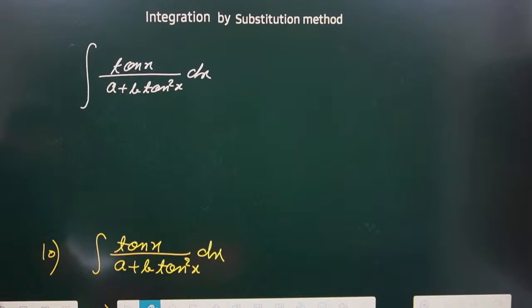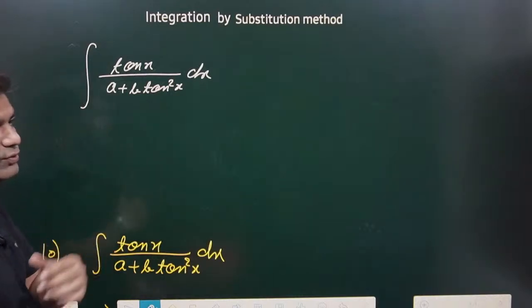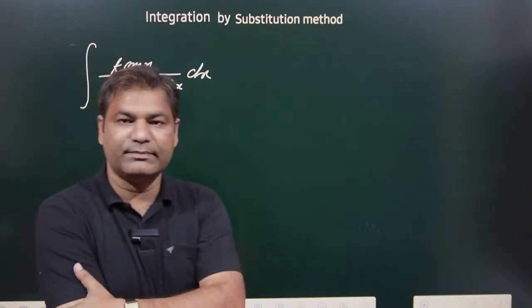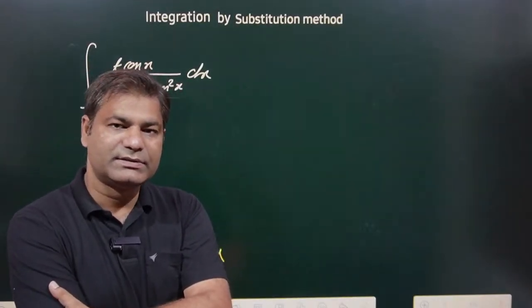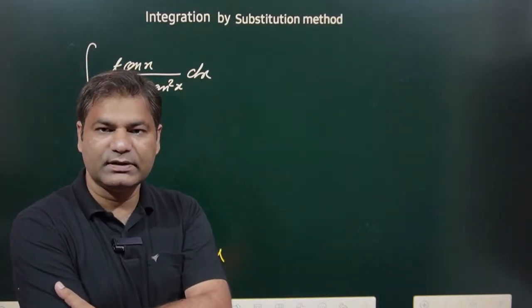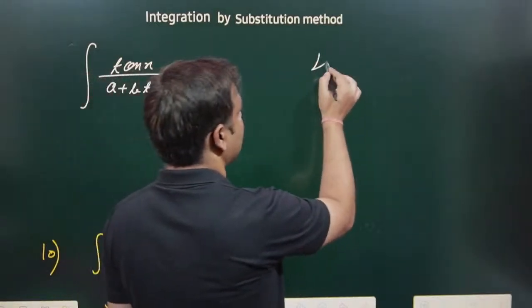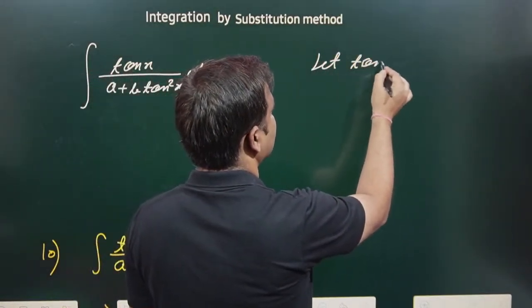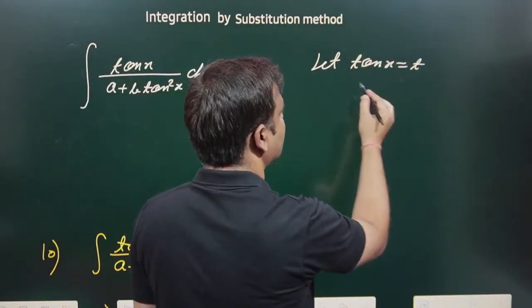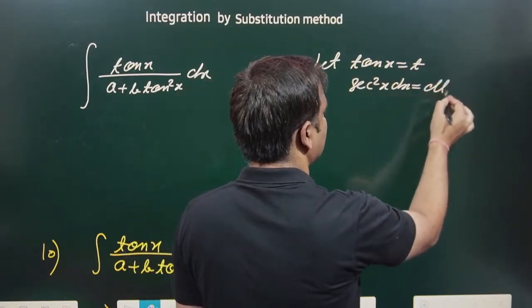Tan x upon 1 plus b into tan square x. How can we solve this? If we take tan x equal to t, then sec square x dx is replaced by dt.